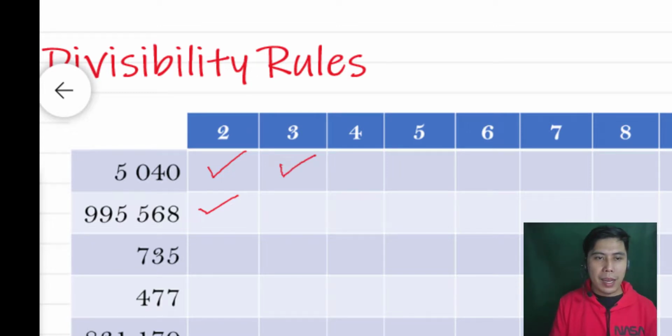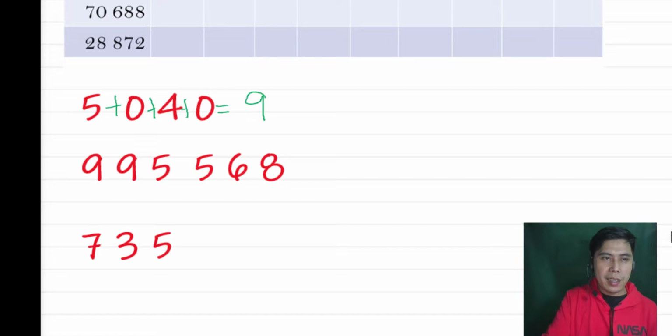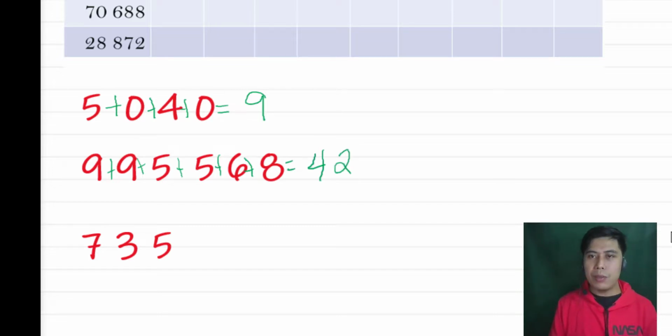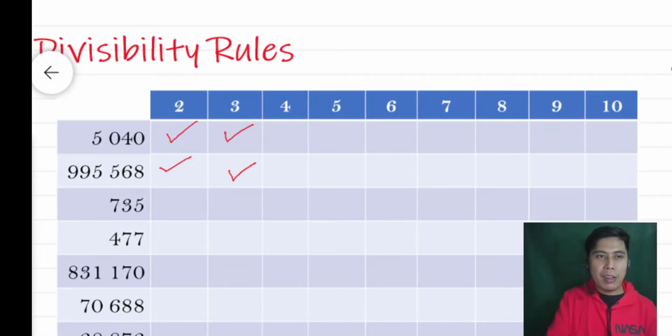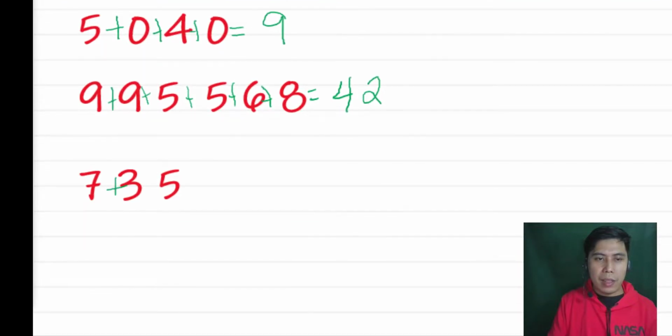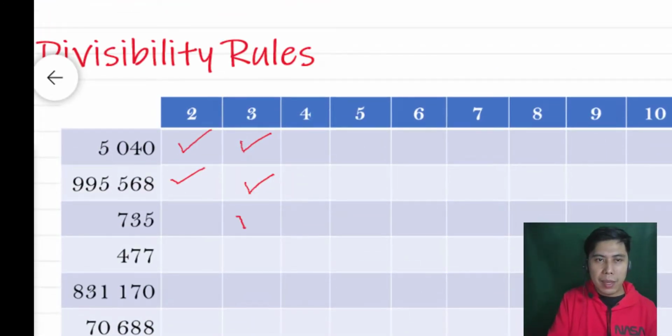How about 995,568? If we add all the digits of this number, then we can get the sum of 42. And 42 is also a multiple of 3, or it can be divided by 3. So we can say that this number is also divisible by 3. How about 735? If we add all the digits of this number, then we can get a sum of 15, and 15 is divisible by 3, or 15 is a multiple of 3, then we can also say that this number is divisible by 3.